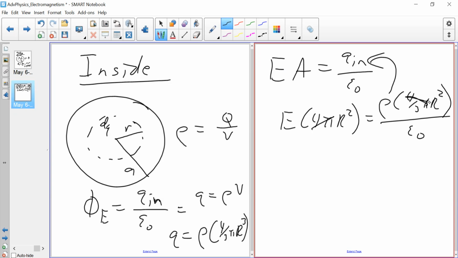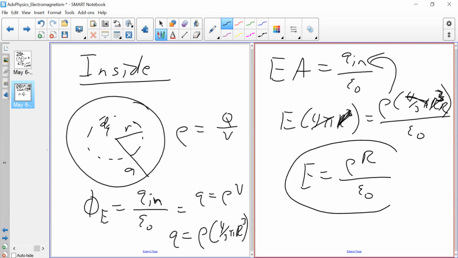These guys go away. This guy goes away. Well, this one is left over because it's cubed. So r squared, and there's just one r left. And we have, okay, E is rho times R over epsilon naught. If you left that like that on a test for me, it should be all right.